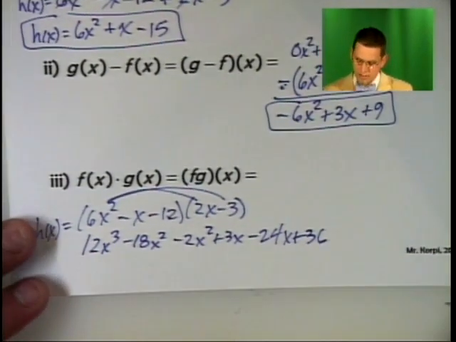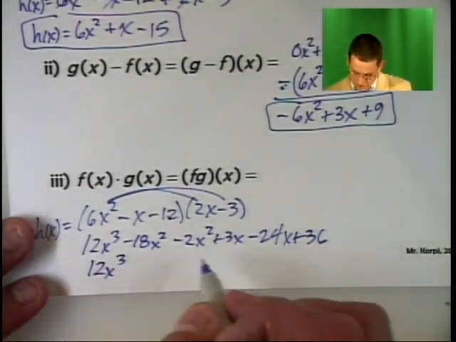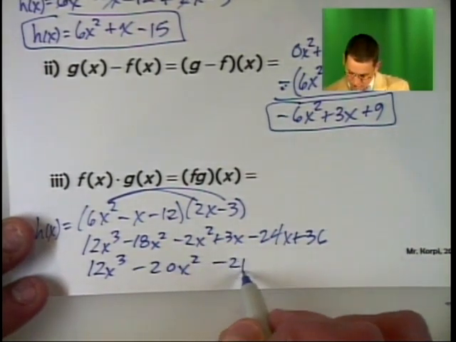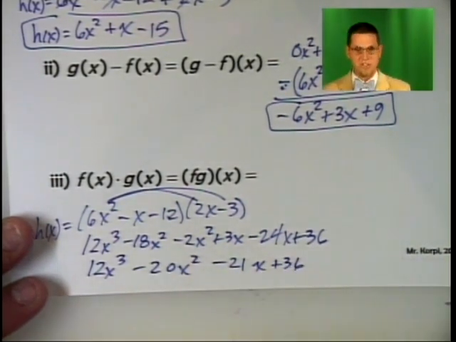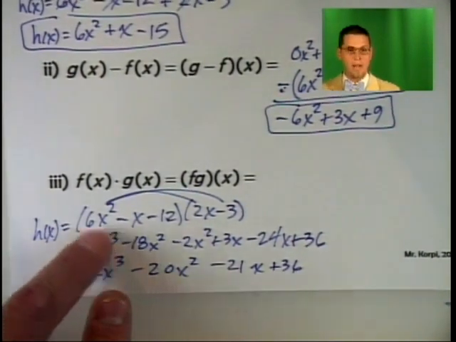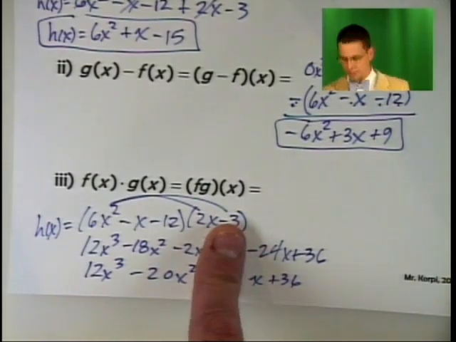And now you can go through and collect your like terms. You have 12x cubed. You got minus 20x squared. Let's see, you got minus 21x plus 36. And that's an expanded version. We get a cubic polynomial when we multiply a quadratic and a linear equation.